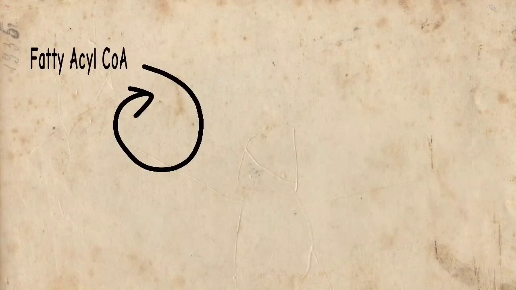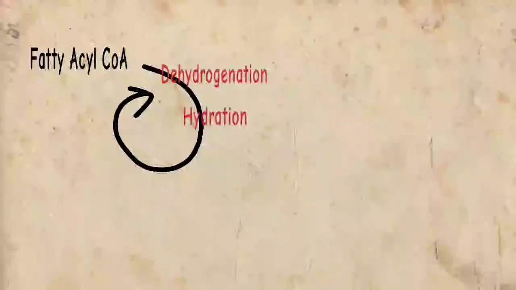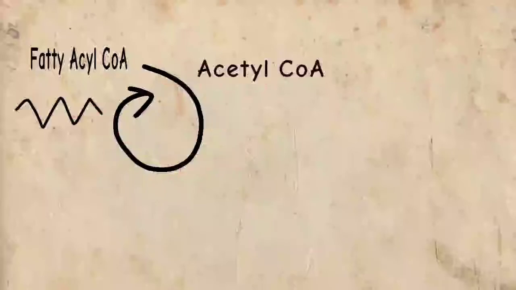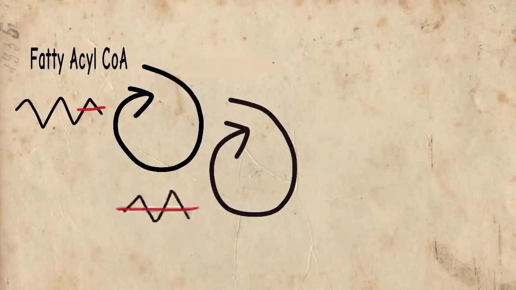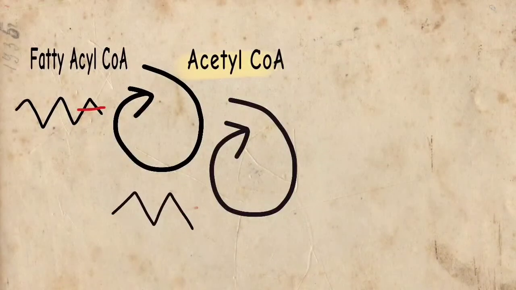Beta-oxidation is a spiral process with 4 sequential steps. These steps are repeated until all the carbons are converted to acetyl-CoA, and in every cycle, 2 carbon groups are used. However, in the last step, 4 carbon groups are utilized.